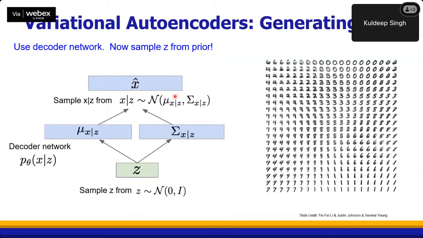Now let's see how, with the help of this variational autoencoder, we can generate data or samples from the MNIST data. So this decoder network is trained on MNIST data, and these are samples which are on the right hand side. You can see the samples generated by a variational autoencoder trained on the MNIST dataset.